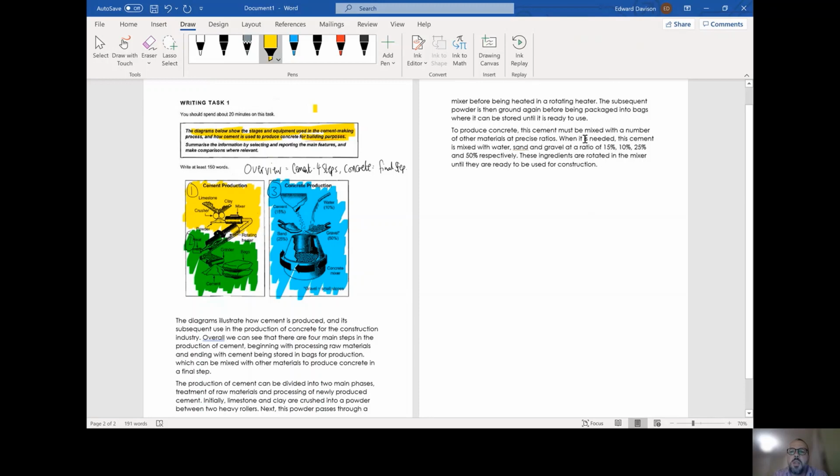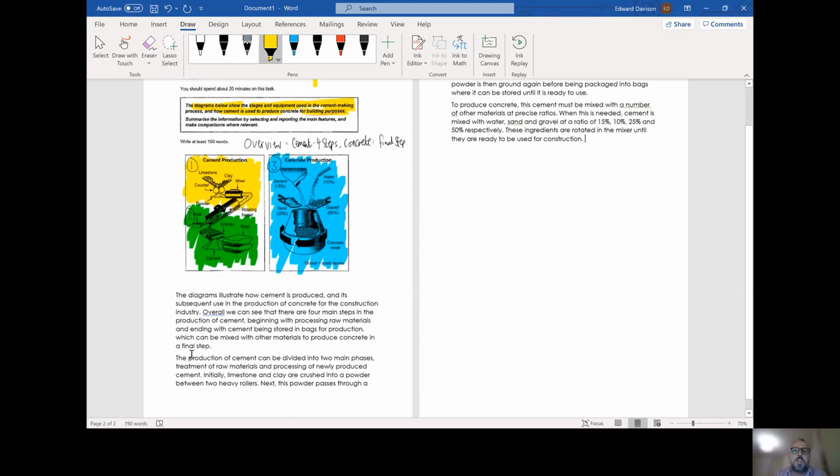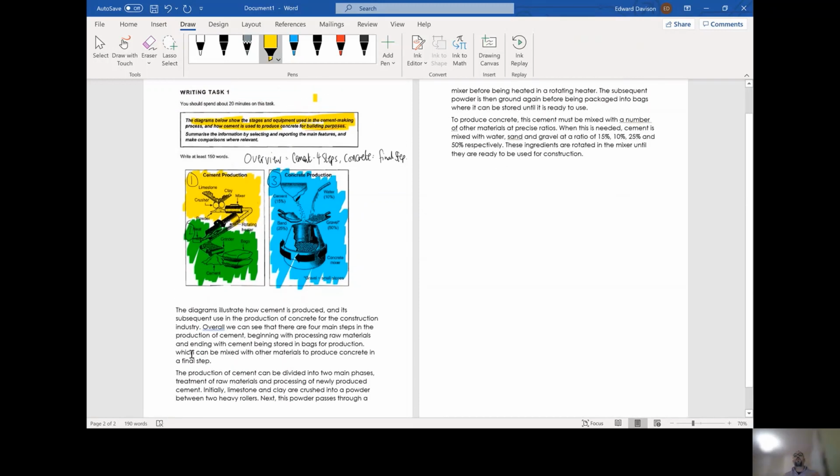When it is needed, cement is mixed with water, sand, and gravel at a ratio, respectively. These ingredients are rotated in a mixer until they are ready to be used for construction. So you can see now my word count is much closer to the 200. I'm much more comfortable that I'm not losing out.